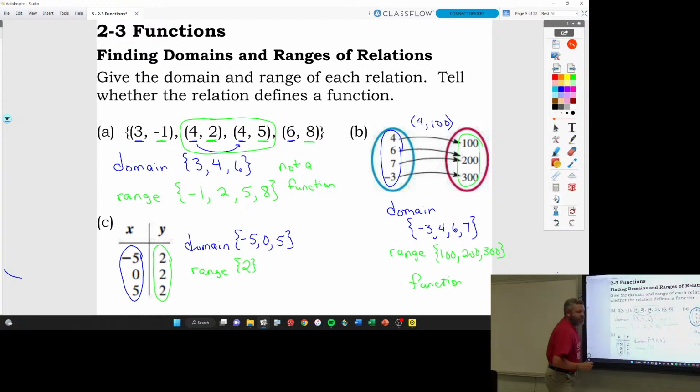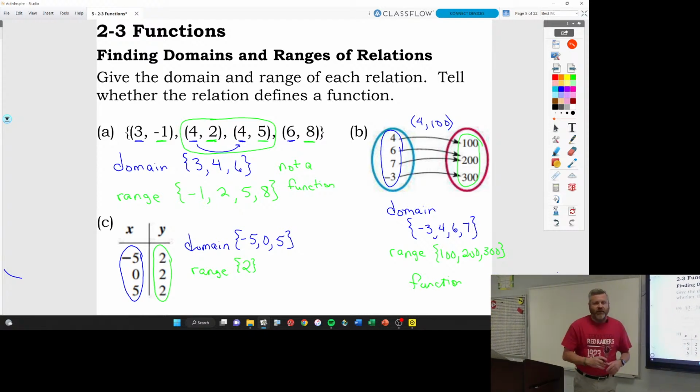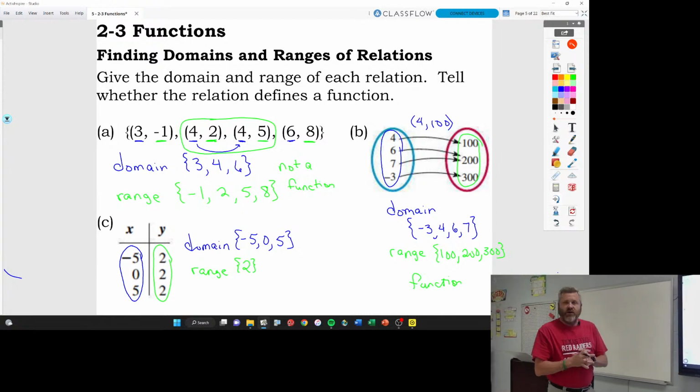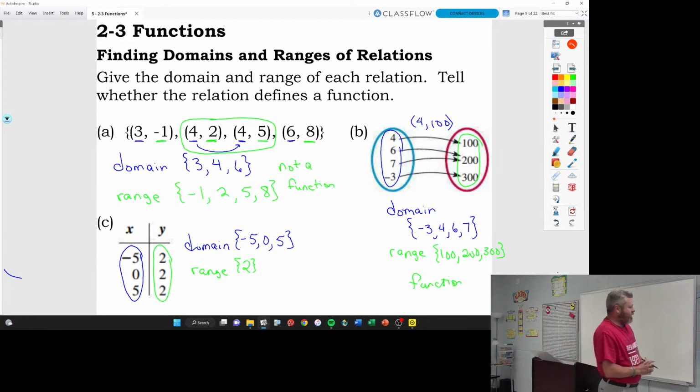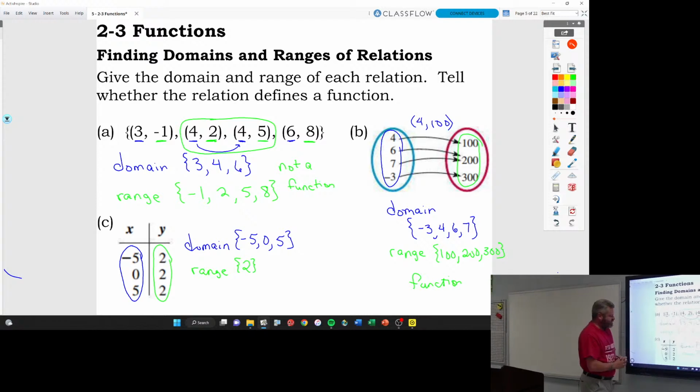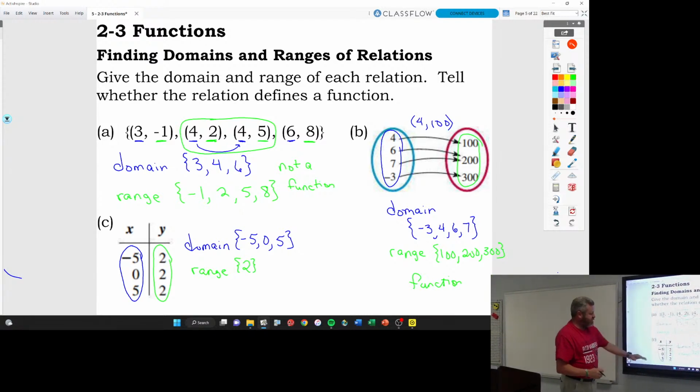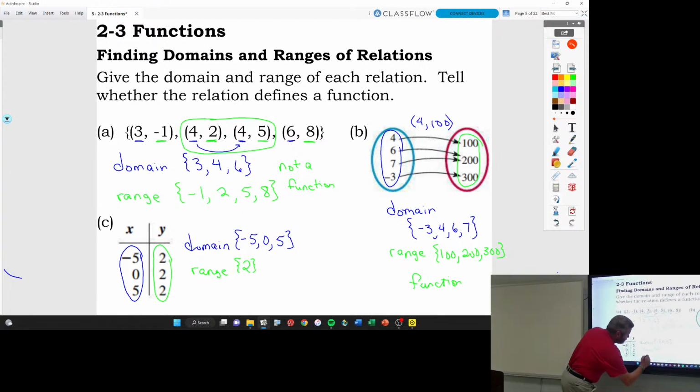Again, we do not repeat. Once it's listed as part of the range once, we know it's there, so we don't say it again. In this data, each x value has its own y value. Even though it's the same y value, that's okay. The point is the -5 only goes to 2, the 0 only goes to 2, and the 5 only goes to 2. So this is in fact a function.